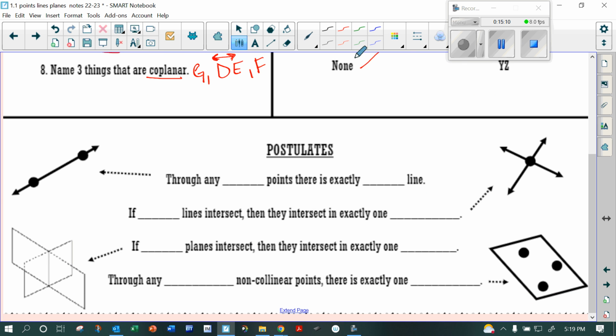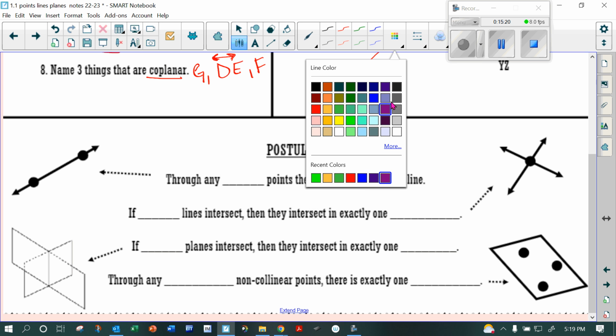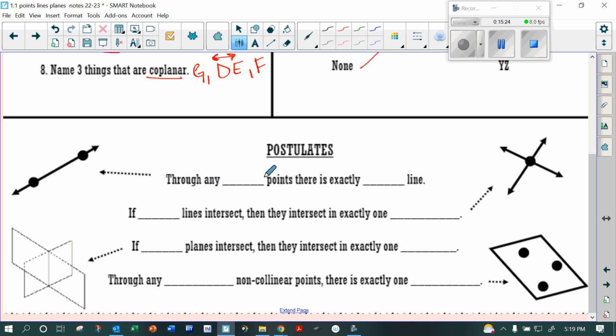So now we have some postulates. Postulates are basically definitions or words that don't have definitions. So let's go through here. Through any 2 points, there is exactly one line. So no matter what you do, like when I had y'all connect dots, it takes two to make a line. Now, if two lines intersect, they're going to intersect at exactly 1 point. So 2 points make a line. Two lines intersect at 1 point.